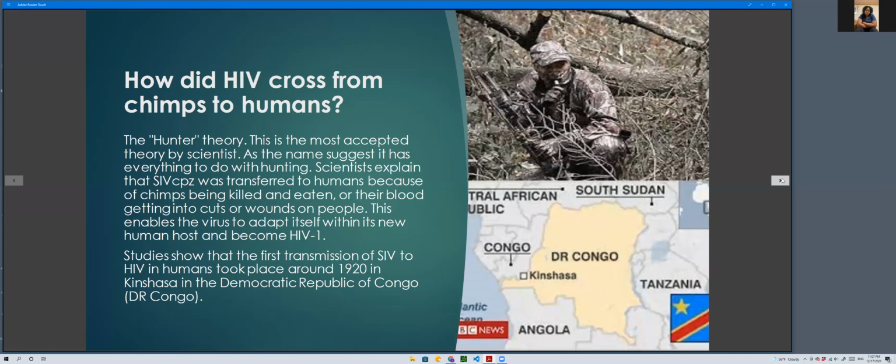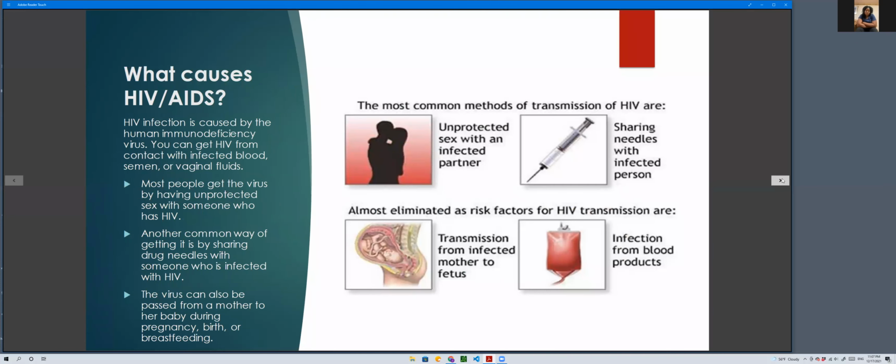What causes HIV or AIDS? HIV infection is caused by the human immunodeficiency virus. You can get HIV from contact with infected blood, sperm, or vaginal fluid. Most people get the virus by having unprotected sex with someone who has HIV. Another common way of getting it is by sharing drug needles with someone who is infected with HIV. Last but not least, the virus can also be passed from a mother to a baby during pregnancy, birth, or breastfeeding. Now I will call on JC, who is going to present pathogenesis.